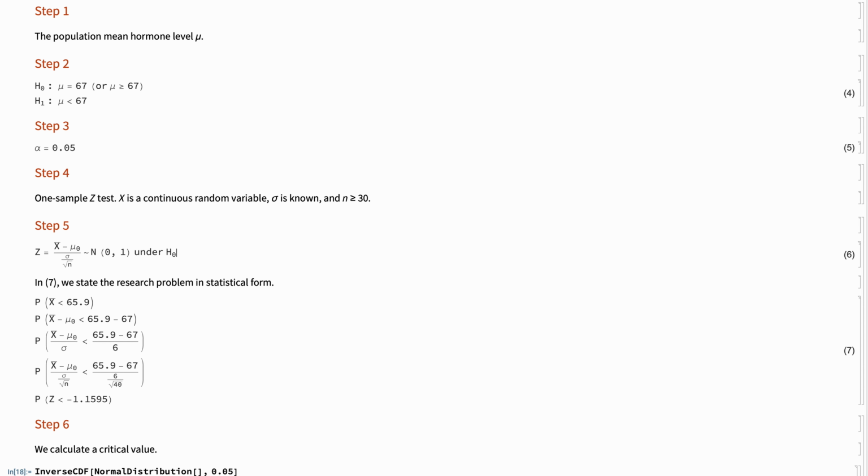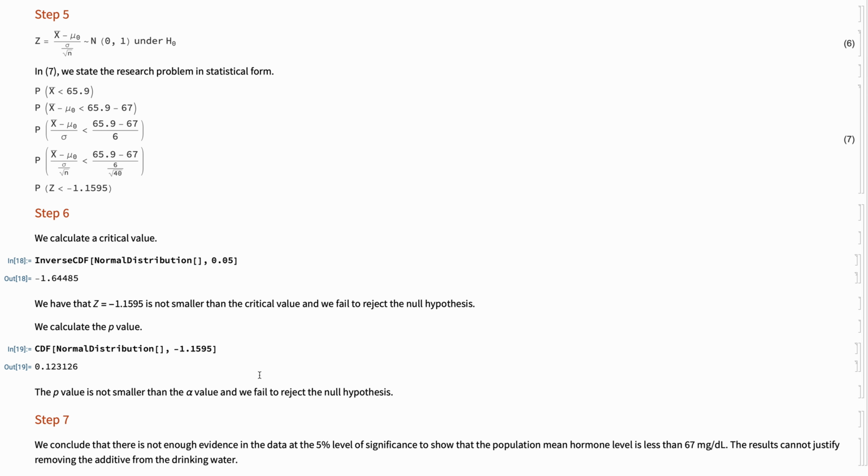Well, I'm going to keep that inequality. So what I do to the left-hand side, I do to the right-hand side. So first I subtract mu from both sides, then I divide by sigma, then I divide by the square root of n. I recognize this left-hand side of the inequality to be z, so I just substitute z in there. And if I do this calculation on the right-hand side, it turns out to be negative 1.1595. So those two things, the probability that the mean is less than 65.9 and the probability that z is less than negative 1.1595, they mean exactly the same thing. Those are equivalent statements.